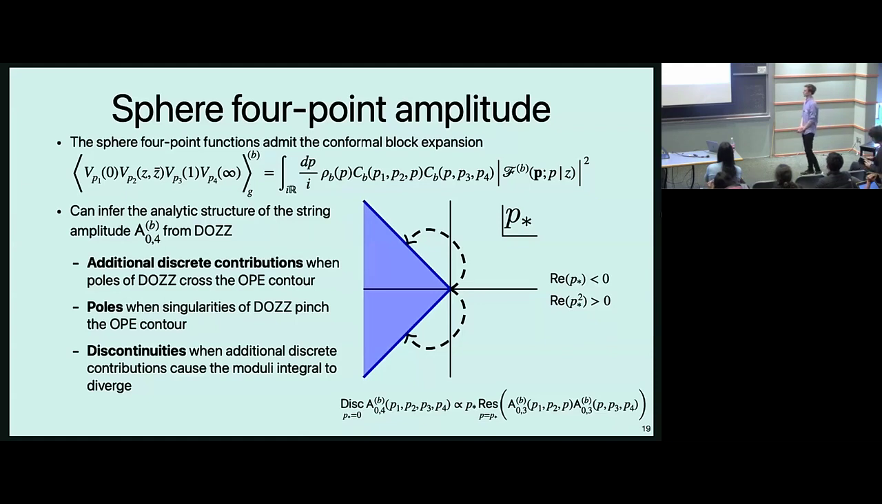And so what that means is that the full sphere 4-point amplitude, A04, exhibits a discontinuity around P star equals 0. And that discontinuity is actually proportional to the residue of the product of sphere 3-point amplitudes. I may have more to say about this at the end.